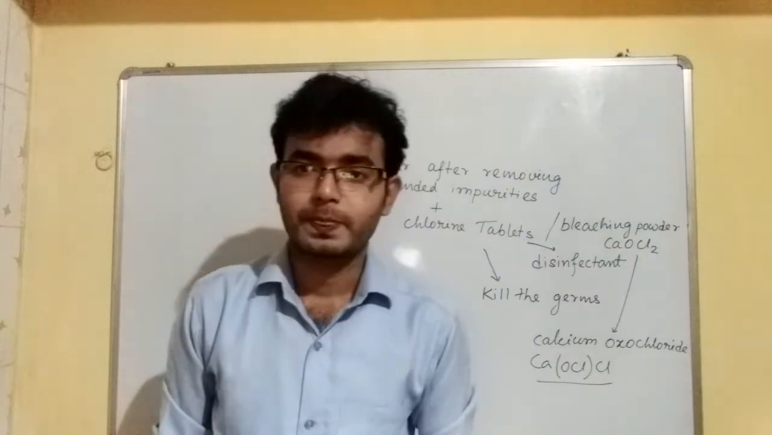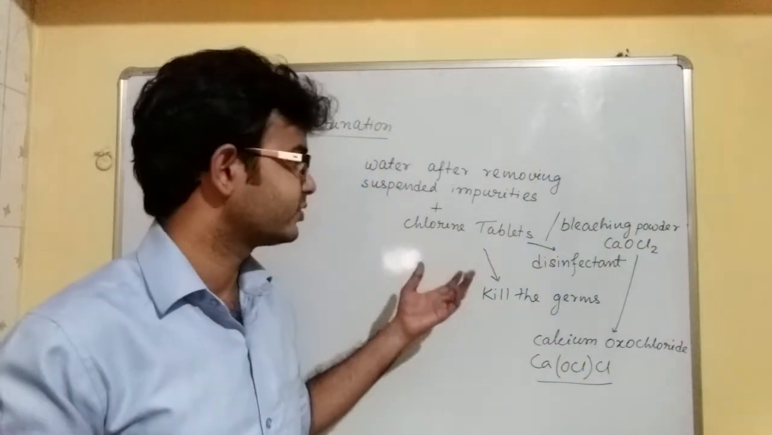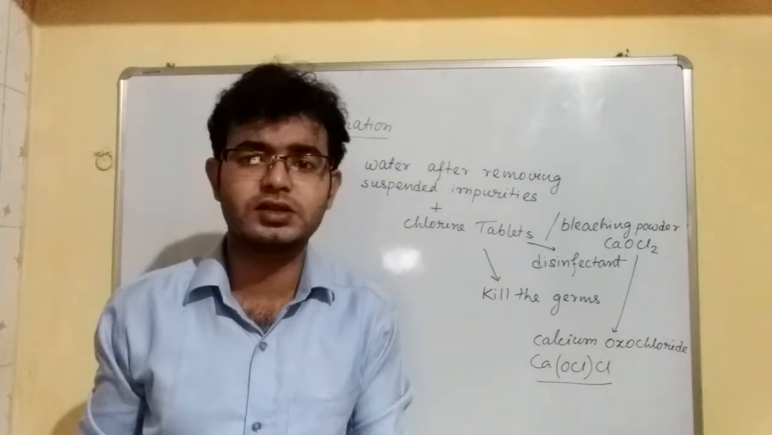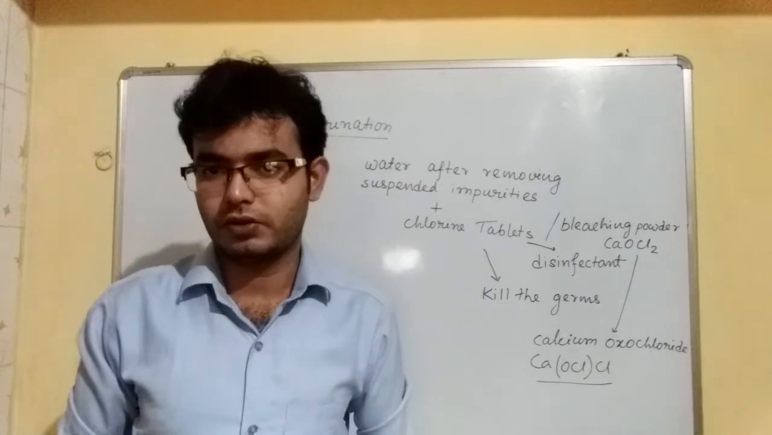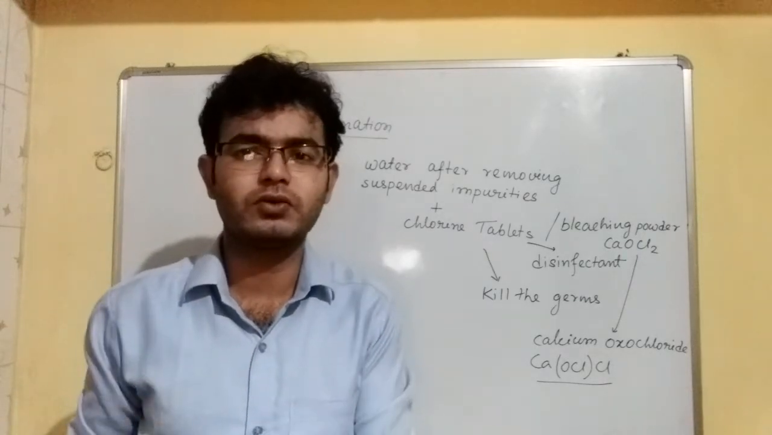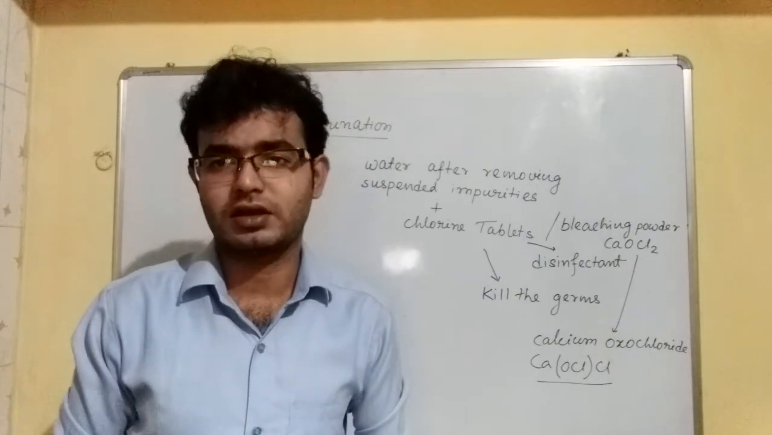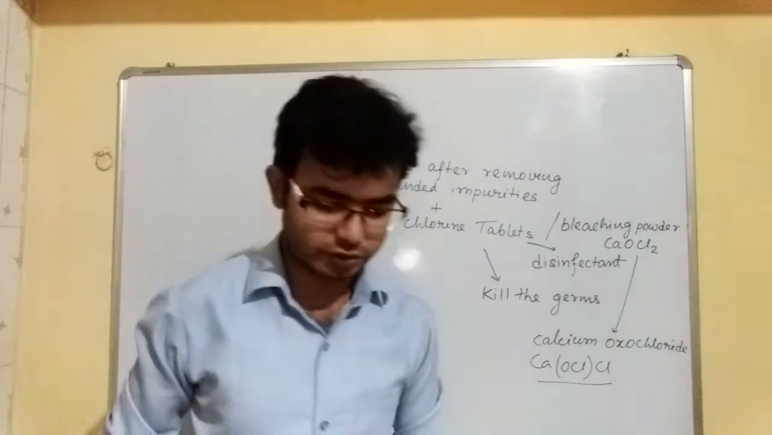If we add chlorine tablets in a huge, excess amount in water, then it will obviously harm us. So remember this one: the chlorine tablets which are added in water to kill the germs should be added in a sufficient amount. Okay, we have to add it in an adequate amount, not too much. Remember this one, this point is very, very important.